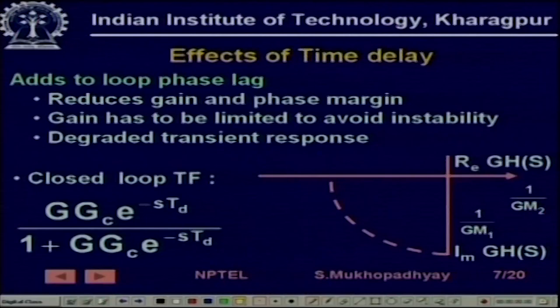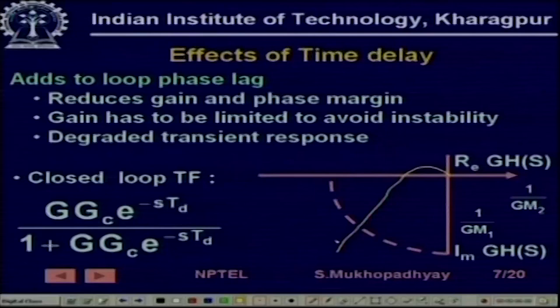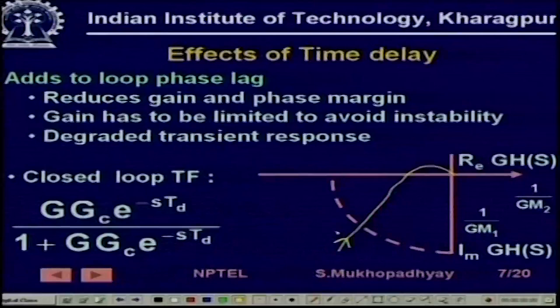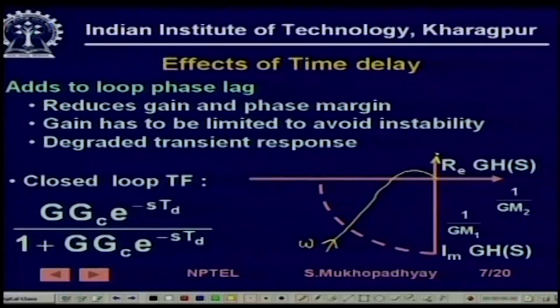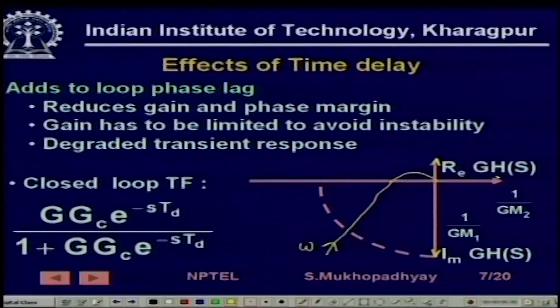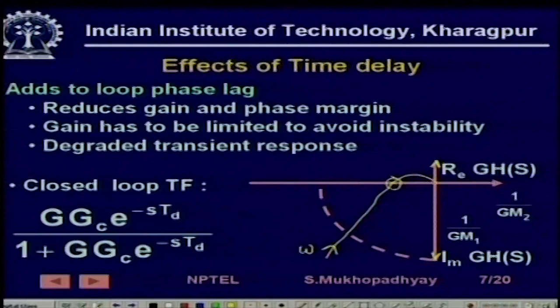Imagine that the transfer function GGC has a Nyquist plot like this. Okay. So in this direction, as we know, omega is increasing. So this is the increasing frequency direction. These are the two axes. This is the real axis, this is the imaginary axis, and this is the real GHS axis. Okay. So this is generally what is called the phase crossover frequency.